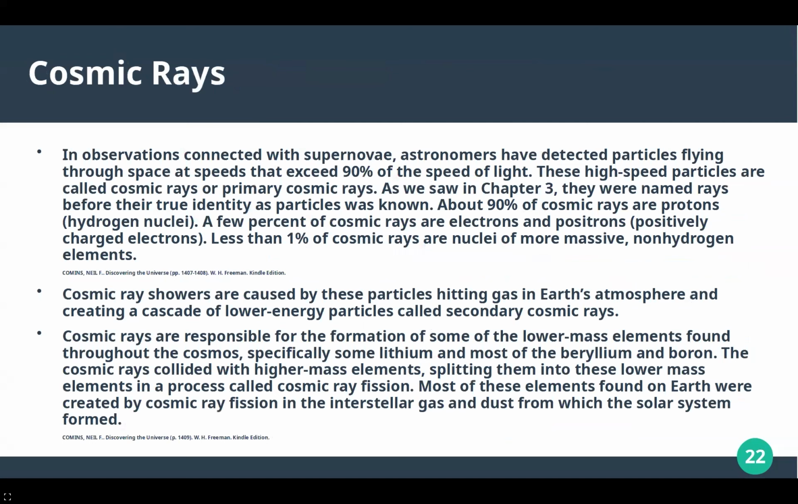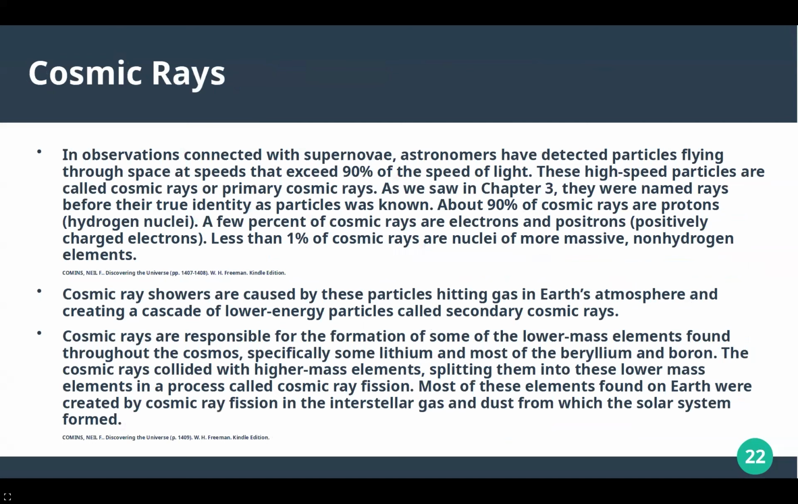Less than 1% of cosmic rays are nuclei of more massive non-hydrogen elements. Cosmic ray showers are caused by these particles hitting gas in the Earth's atmosphere and creating a cascade of lower energy particles called secondary cosmic rays. Cosmic rays are responsible for the formation of some of the lower mass elements found throughout the cosmos, specifically some lithium and most of the beryllium and boron.